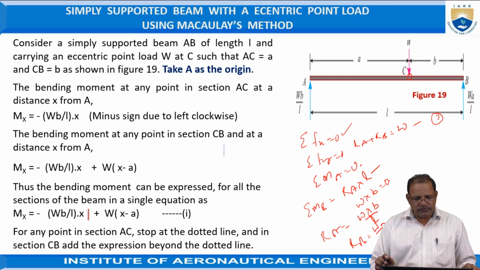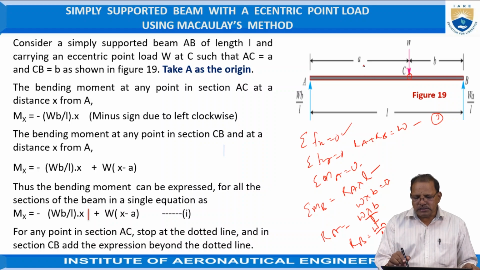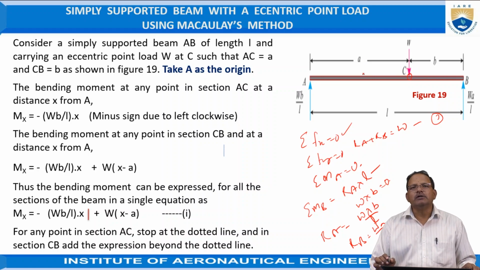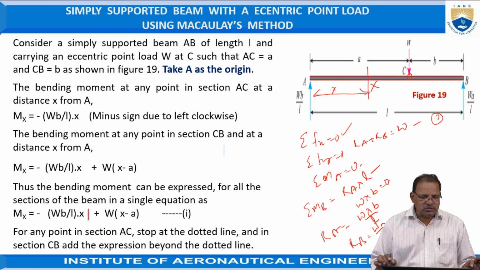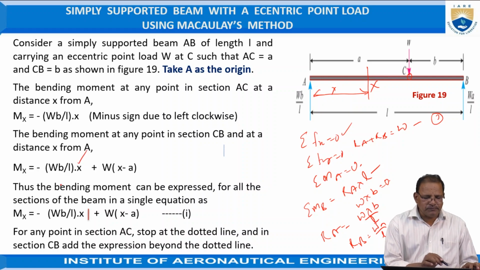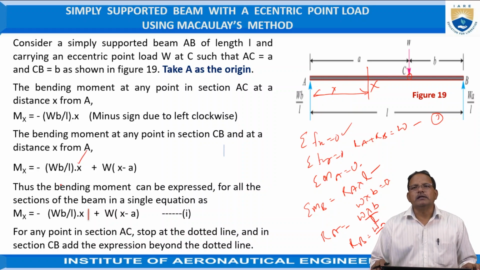now consider a point X at a distance of x from the end A as shown in figure. Assume this point is also represented as a capital X. So Mx is equal to minus of RA into x, which is W into b by L into x. Here the minus sign represents that the moments are in clockwise direction.